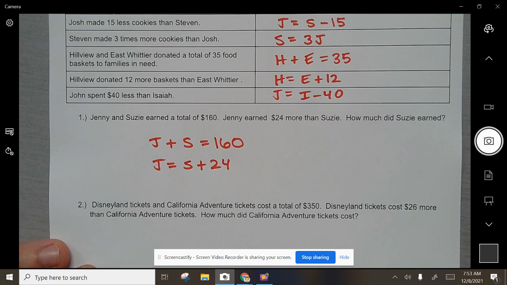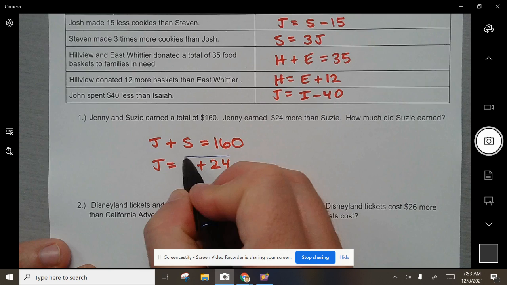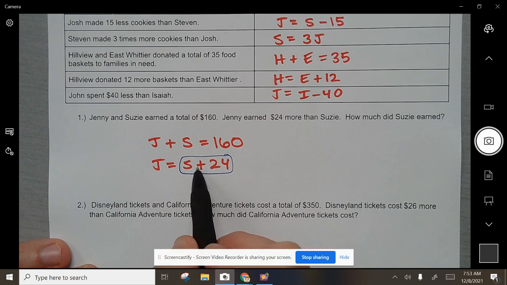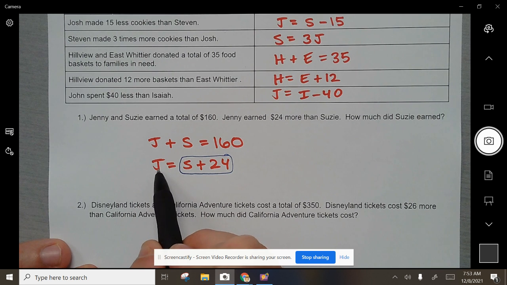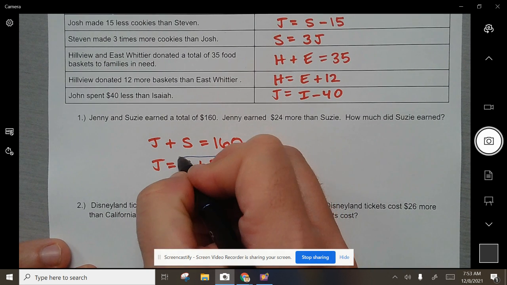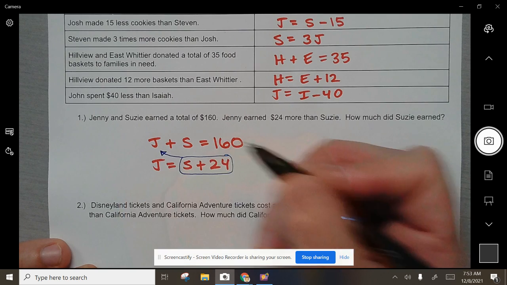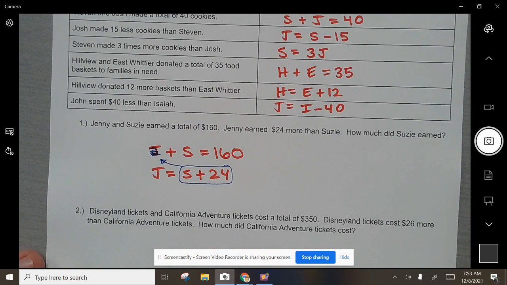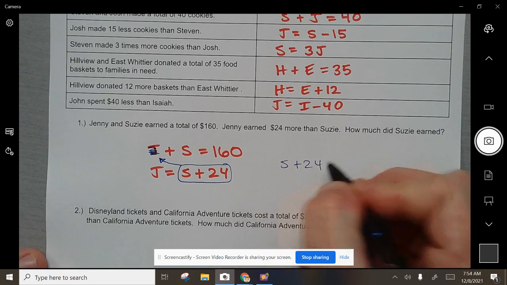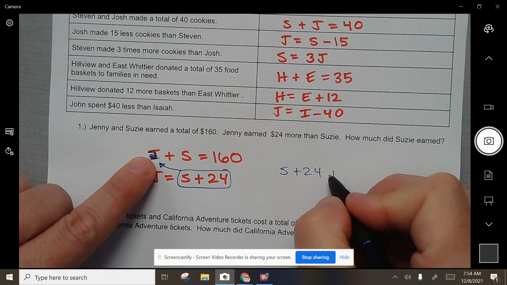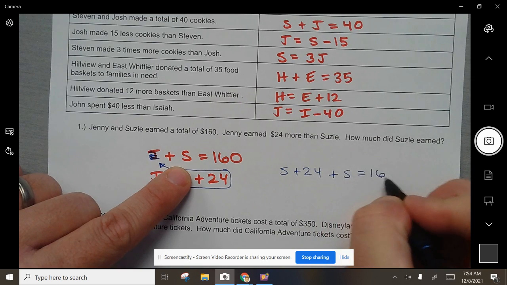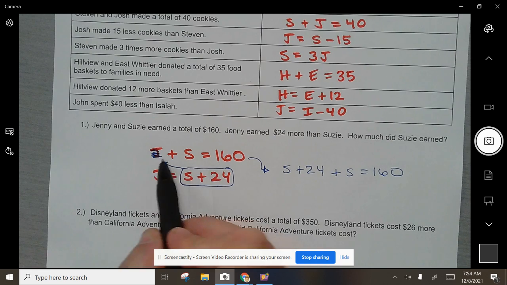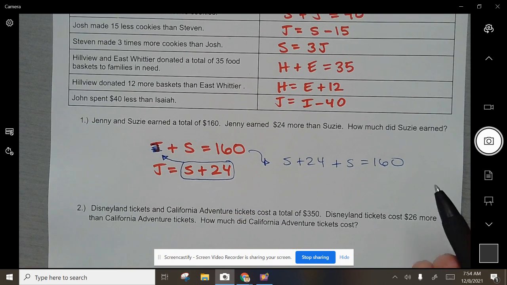Guys, look at this problem and let's see if you can handle this. Watch what I'm going to do. I'm going to take this. What does all of this equal? It equals Jenny. So I'm going to take this and plug it in for Jenny. I'm going to cross this out and plug it in for Jenny. Right down here, S plus 24, right? I put it right there, plus S equals 160. All I did was rewrite this equation without Jenny. Now let's go ahead and solve this.